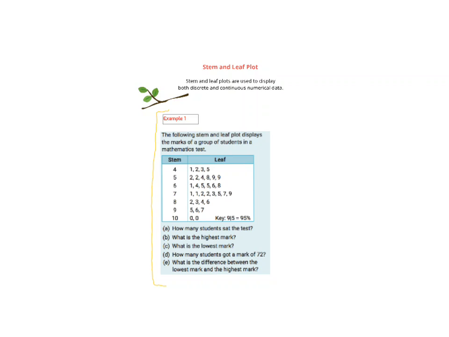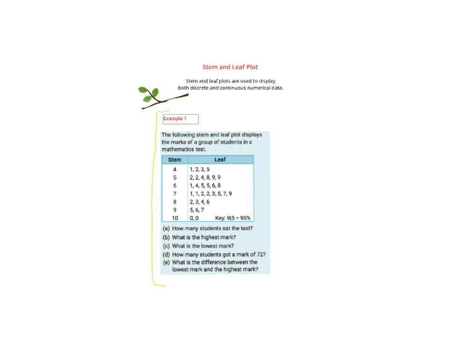So in this video, we're going to look at stem and leaf plots, how to read them and how to draw them. A stem and leaf plot is really useful for small sets of data, and they're used only for numerical data. It can be used for discrete, that's whole numbers, like how many siblings do you have, or for continuous numerical data, like the temperature or maybe height, things with decimals in them.